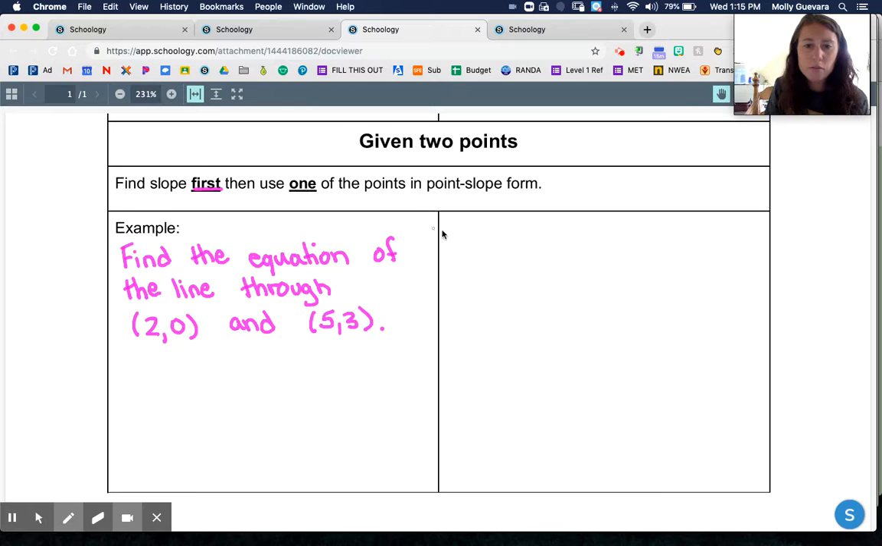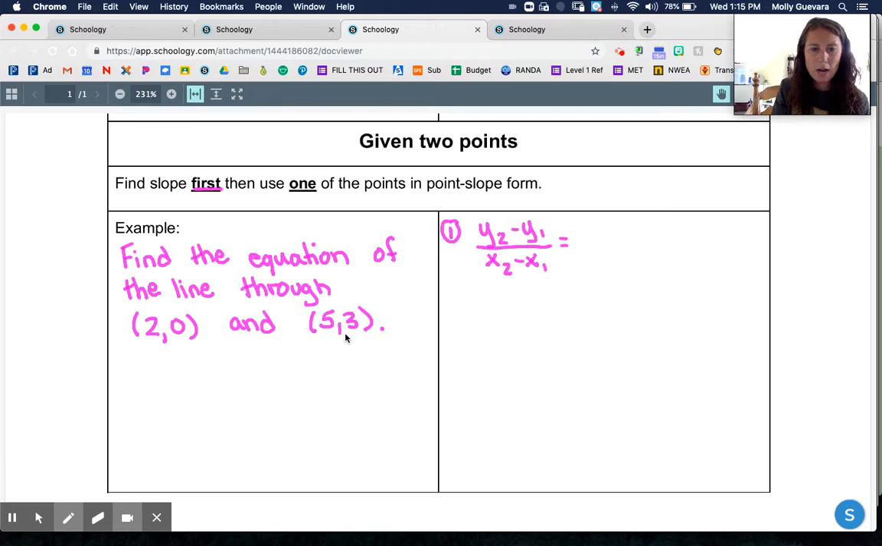Okay, so the first thing that I have to do is find slope. So think back to a couple lessons ago, right? The slope formula, y2 minus y1 over x2 minus x1, to find slope.